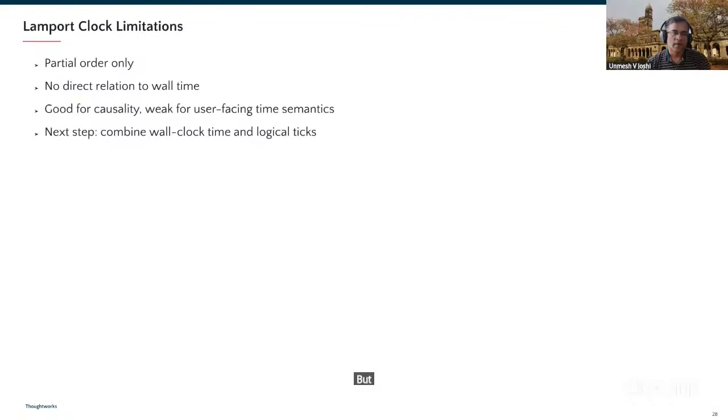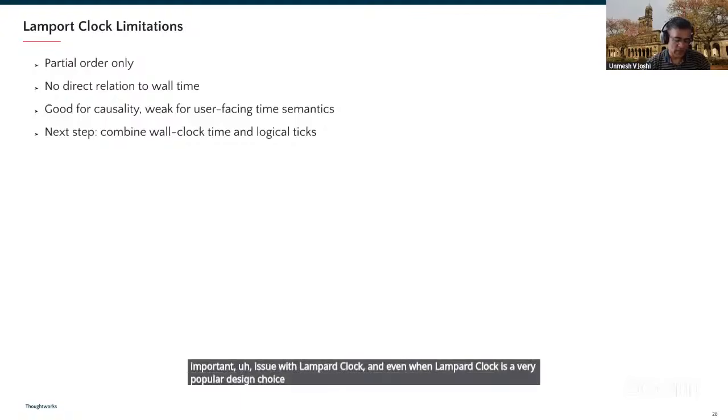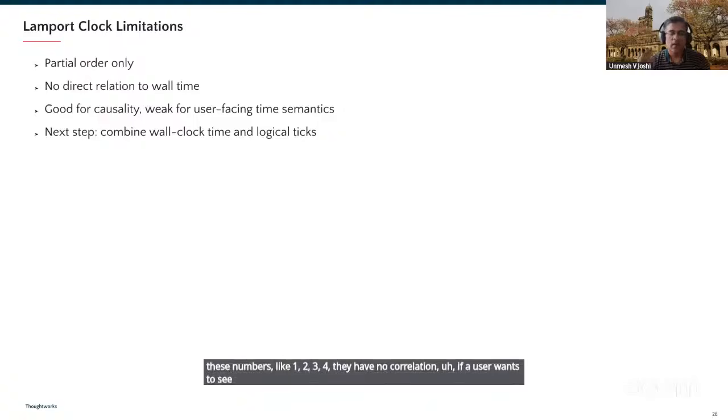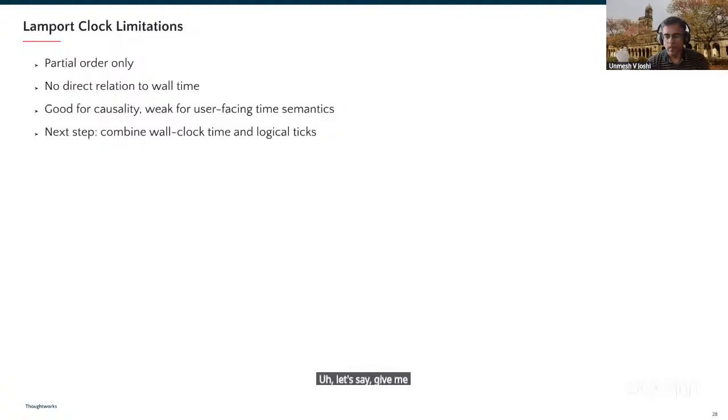But another important issue with the Lamport clock, even though it is a very popular design choice in distributed systems, is that when it comes to databases and versions, these numbers like 1, 2, 3, 4 have no correlation with time. If a user wants to say, give me a record as of yesterday, there is no way to do that with these Lamport clock versions. And for that, you need a version that has some correlation with the actual date and time.